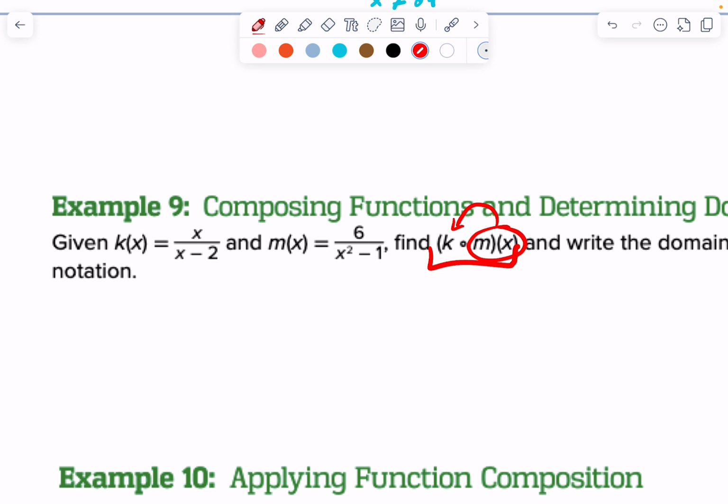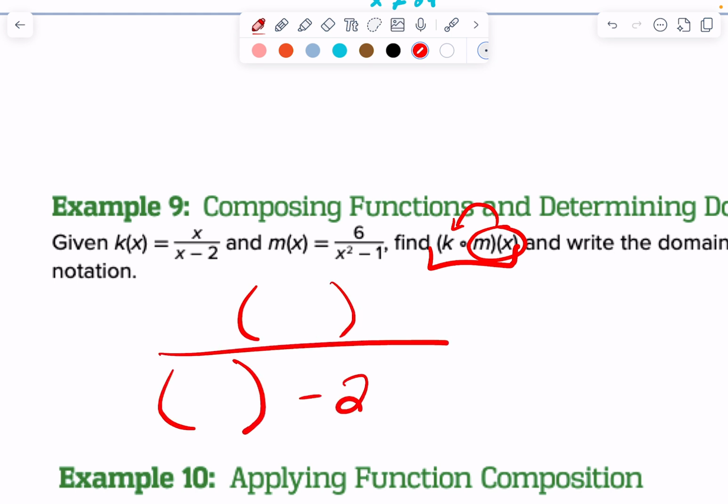K was x over x minus 2. And I'm putting M into that. I'm putting it in here and here. So 6 over x squared minus 1, and 6 over x squared minus 1.